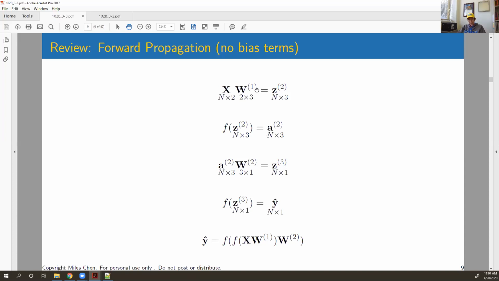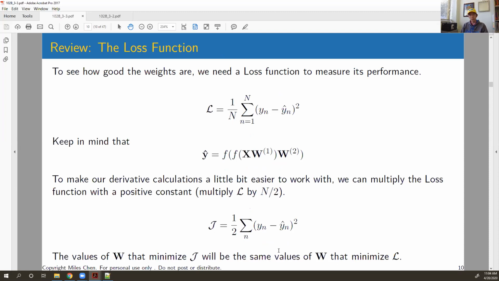We've got X times W1 gives us Z2, F on Z2 gives us A2, A2 times W2 gives us Z3, F on Z3 gives us Y hat. So our Y hats can be summarized like this. And what we want to do is minimize the difference between our predictions Y hat and the actual values Y. So here are the actual values Y, here are my predictions Y hat, and I want them to get as close as I can possibly get them.